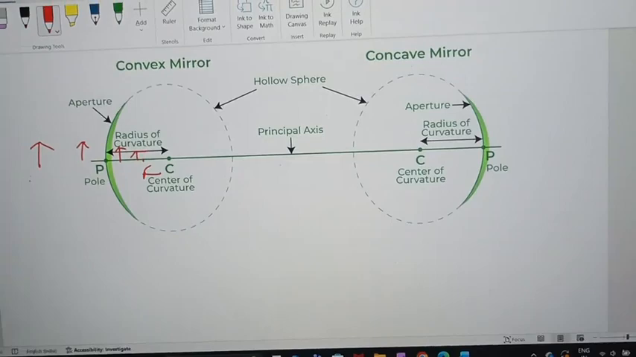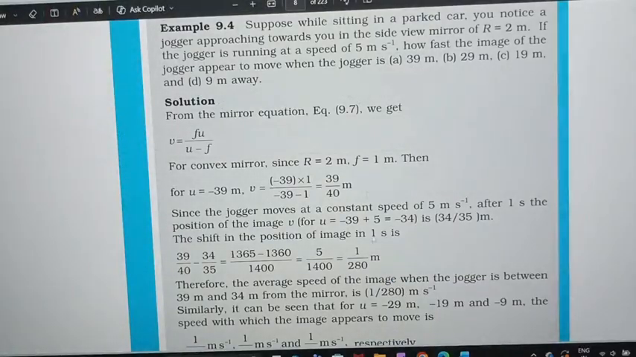So initially the jogger was here, then he is running and coming over here, then the image will first be formed here, then it will be formed here. So these two locations you have now found out. Initially he was at negative 39, then he was at 34, then what were the image distances in both the scenarios? We found out that 39 by 40, then 34 by 35.